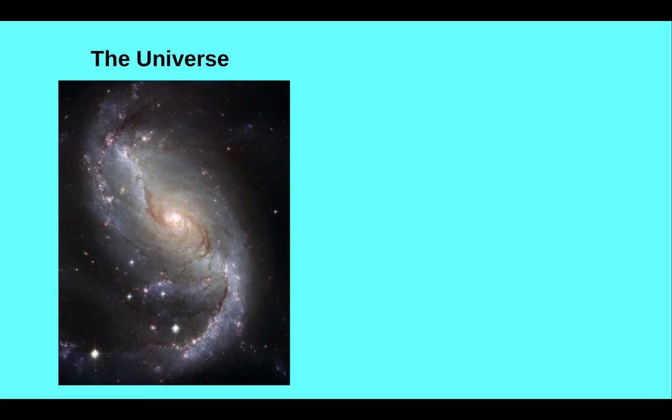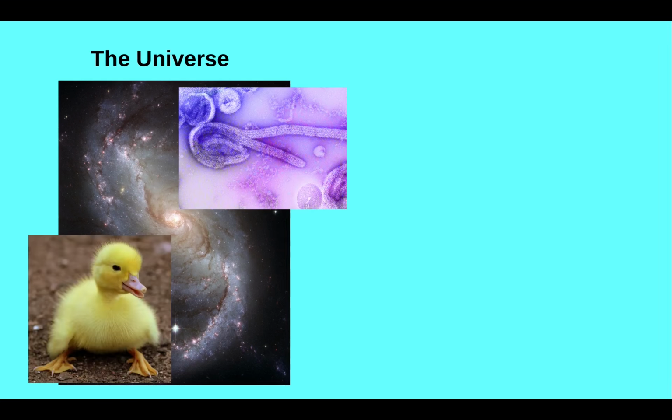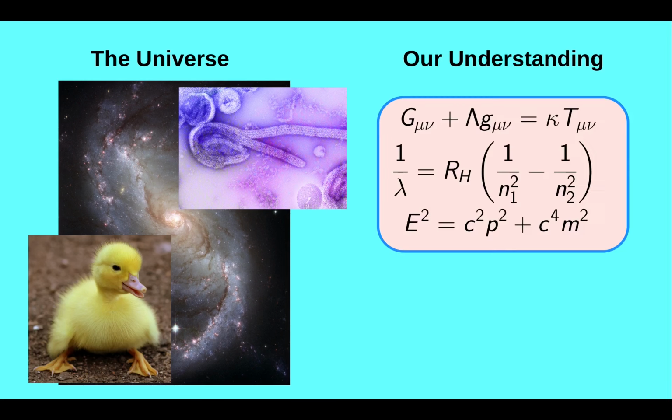Let's start by stating the problem. On the one hand, there are laws of nature that determine how the universe works. These laws determine how stars and galaxies work, how viruses work, and how ducks work. On the other hand is our understanding of those laws.